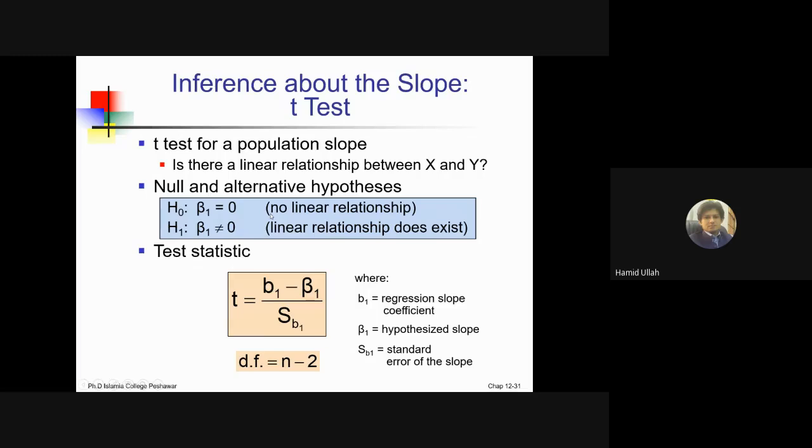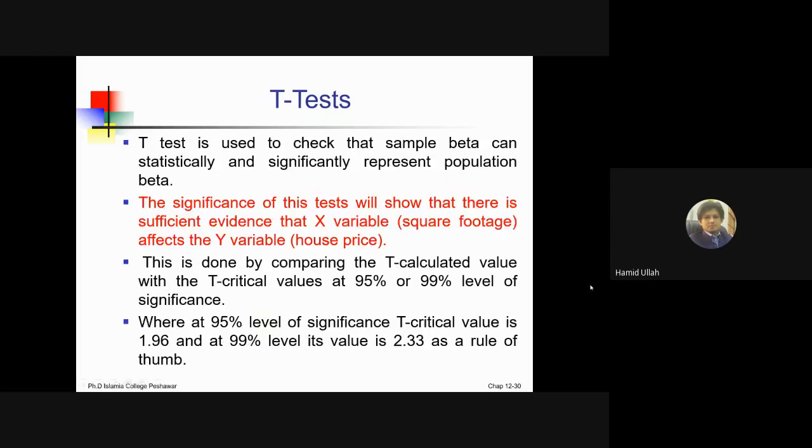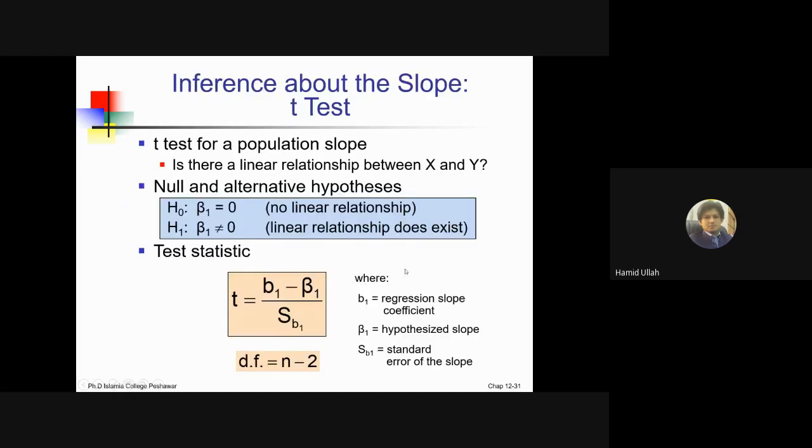I've already mentioned that the T calculated values come from the regression analysis, and the T critical values are known to us. What are the T critical values? At 95% level, it is 1.96. At 99% level, its value is 2.33. So now we have the hypothesis and we have the T value.